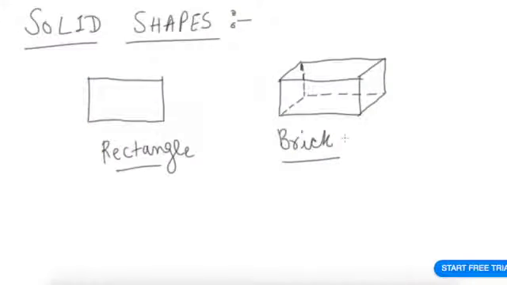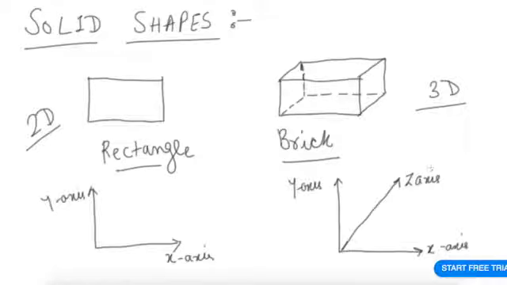The first figure is a rectangle, which happens to be a two-dimensional figure. And this happens to be a brick, which happens to be a three-dimensional figure. So the first figure is called two-dimensional because it will have only two dimensions, which are the x-axis and the y-axis.